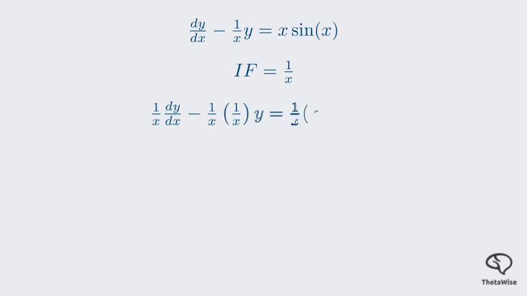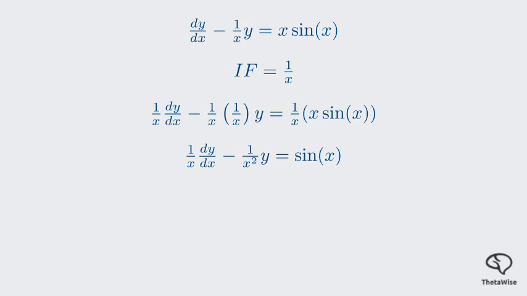Now let's use it. Here's our standard form equation and our integrating factor, 1 over x. The next step is to multiply the entire differential equation by the integrating factor. Let's do that. We multiply each term on both sides by 1 over x. Notice that on the left side, the second term becomes negative 1 over x squared times y. And here's where the magic happens.